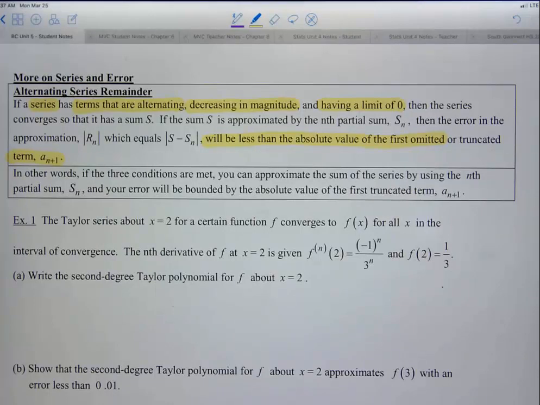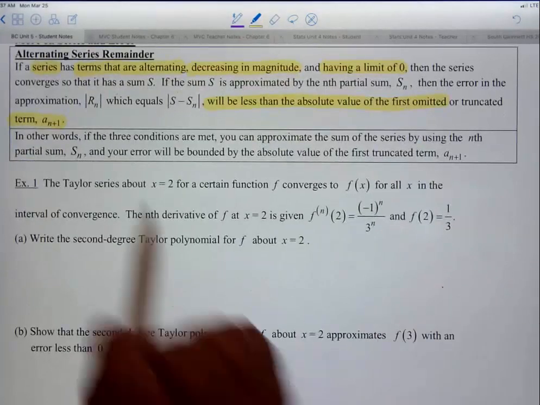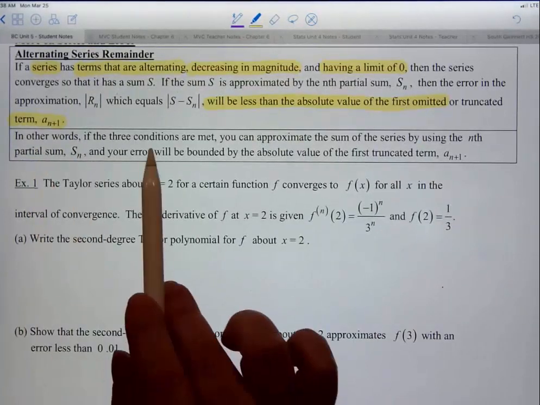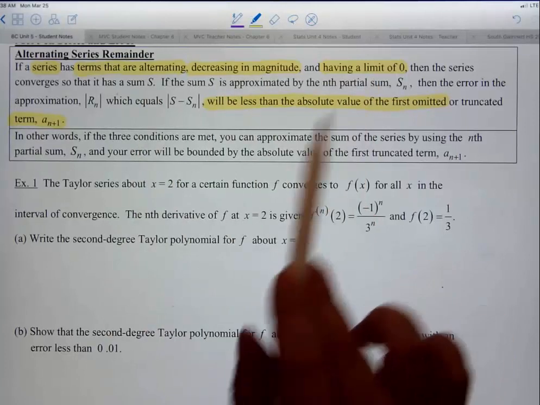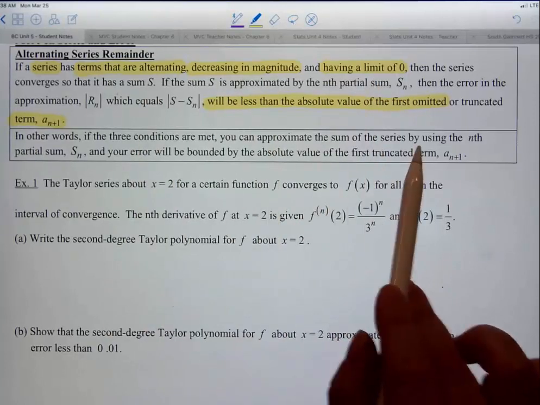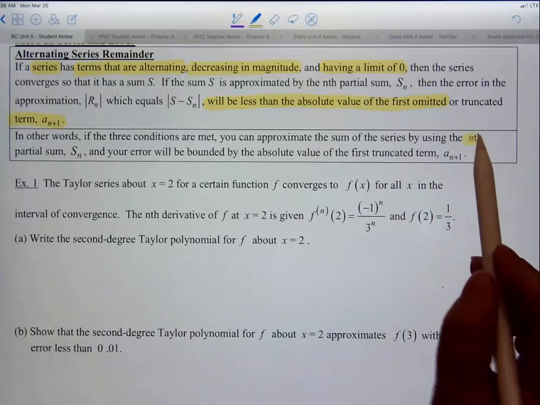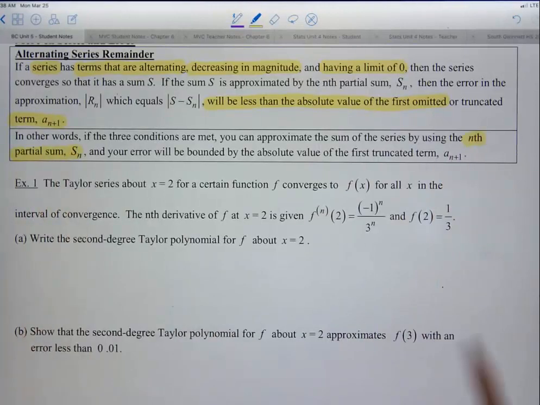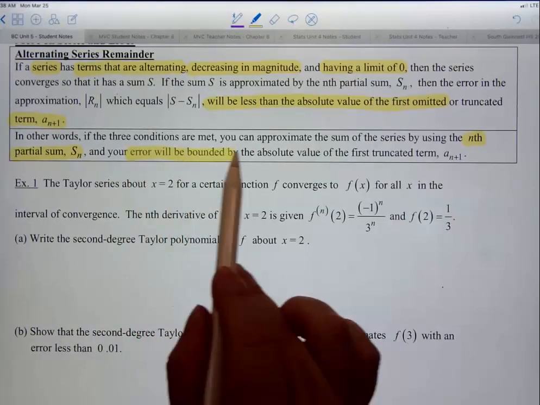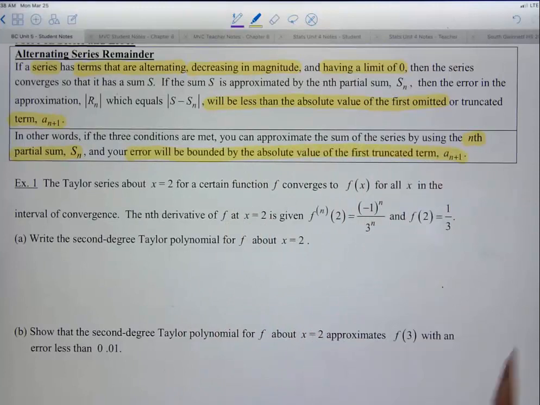And we're talking about it compared to LaGrange, how they look alike, and how to know when to use which one. So at the bottom, it has it a little more simplistically. In other words, if the 3 conditions up here are met, you can approximate the sum of the series by using the nth partial sum. In other words, you add up the terms up to where you stop. And your error will be bounded by the absolute value of the first term you chop off, a sub n plus 1. So we're going to do an example where we use this.